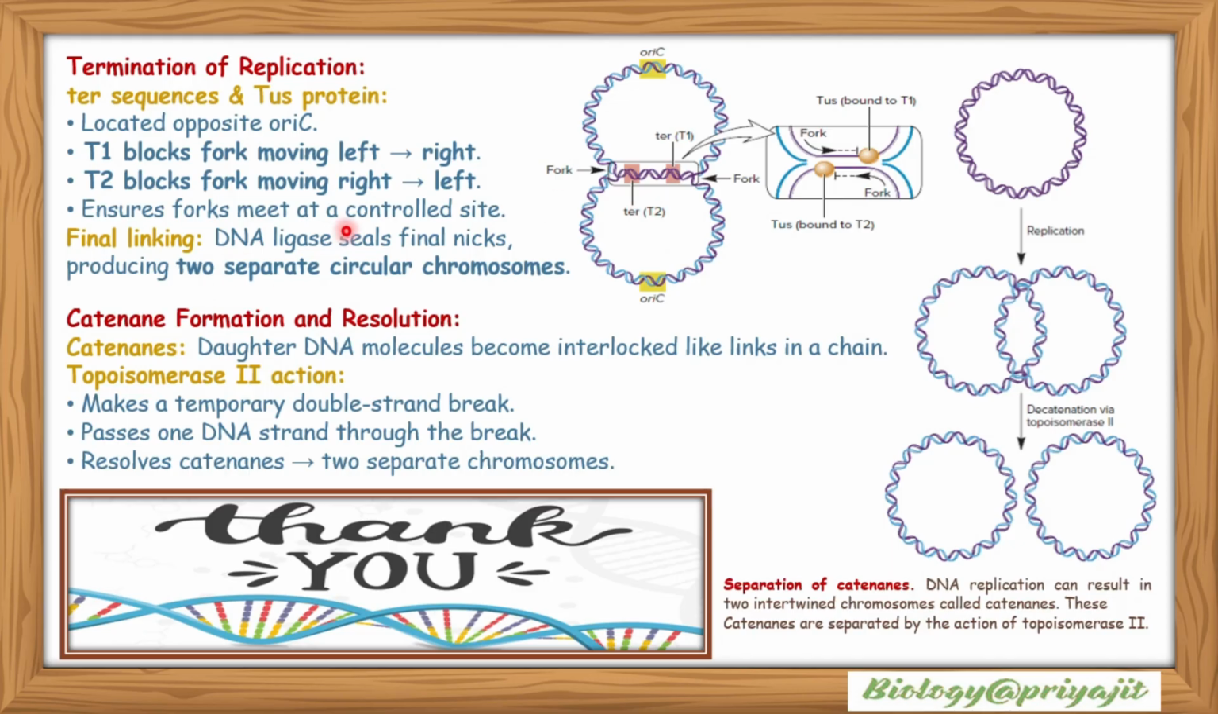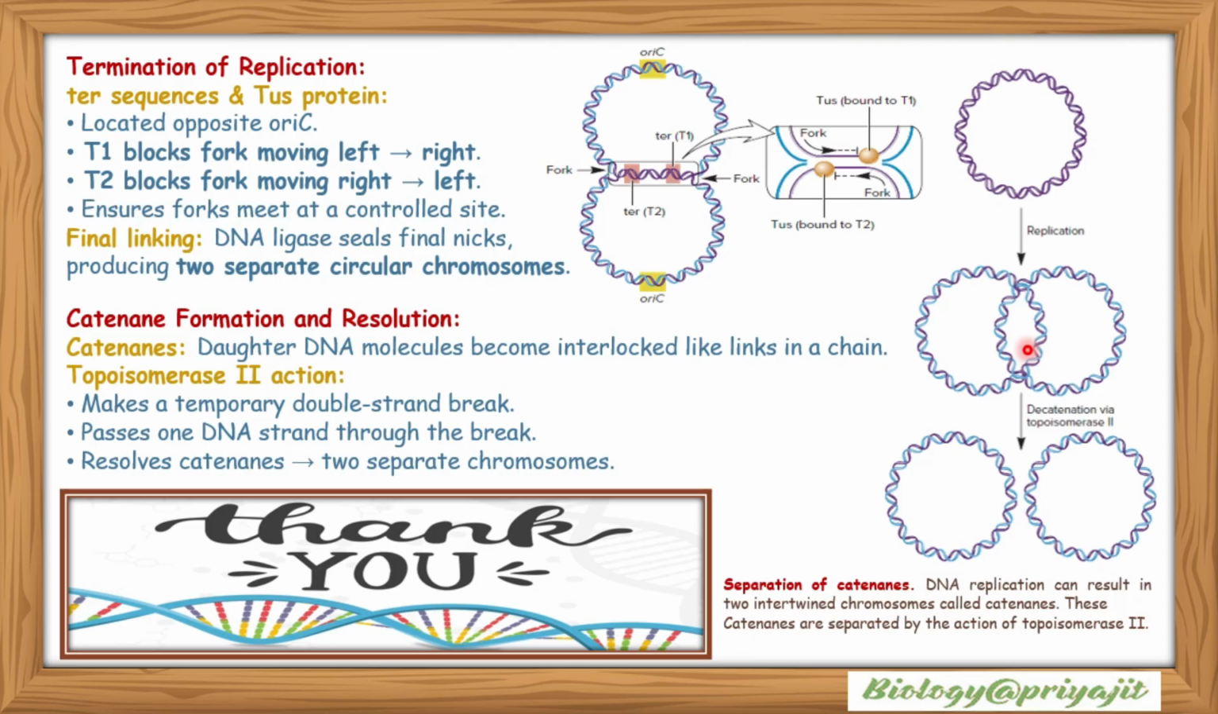Final linking: DNA ligase seals the final nicks, producing two separate circular DNA molecules. Catenane formation and resolution: daughter DNA molecules become interlocked like links in a chain. That is, after replication there is catenane formation.